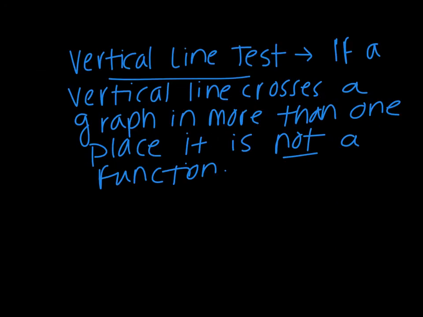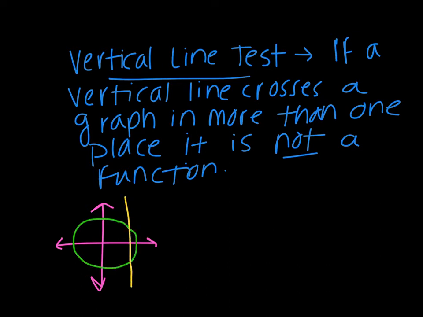The vertical line test is a way for us to tell if a graph would be considered a function or not. If you can draw a vertical line and it crosses a graph in more than one place, then it's not a function. So for example, if I have a graph of a circle, if I were to draw a vertical line through this, it crosses the circle twice.